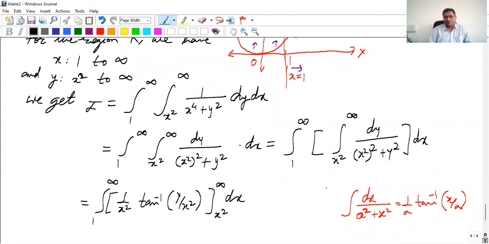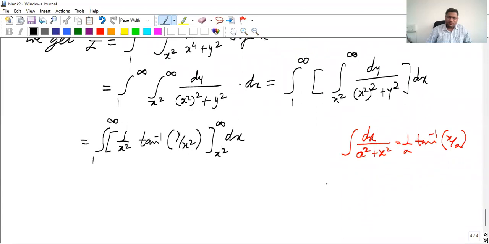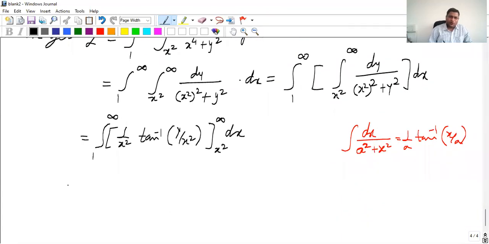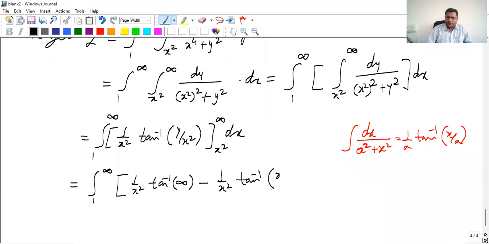Is that okay? Are you getting this? Yes, sir. Now apply the limit. So we'll be having 1 to infinity, this is going to be 1 by x square. If I apply infinity, it will be tan inverse of infinity minus tan inverse of x square by x square, dx. Are you getting this?